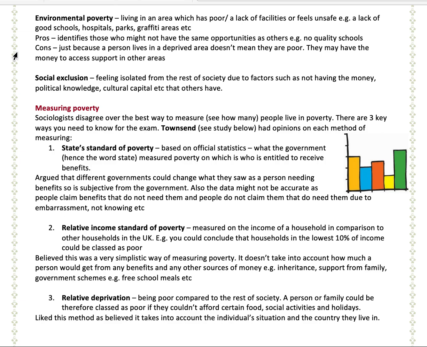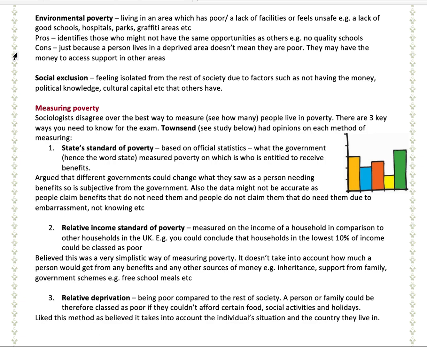So it's not homogenous, it's not the same in the area: everyone's quality of life, everyone's access to facilities and everyone's financial situation. And then social exclusion is feeling isolated from society due to factors that you may not have, so lacking cultural capital or the material factors required maybe to attend certain things, or political knowledge to participate in society like voting, etc.